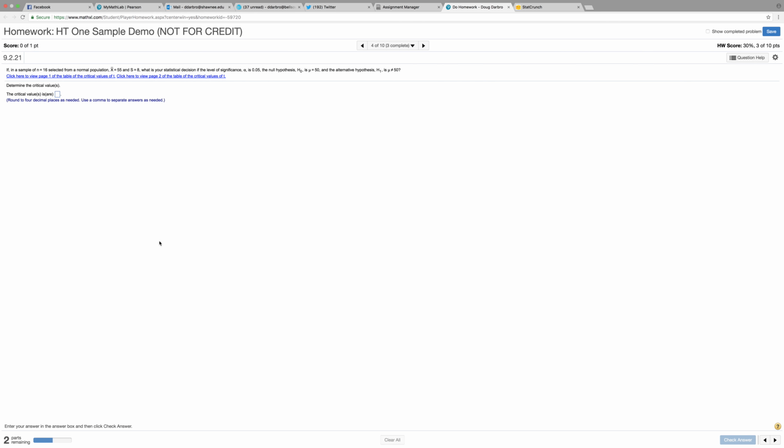All right, number 4. If in a sample of n equals 16 from a normal population, X bar is 55. Guys, I'm writing all this stuff down. And the sample standard deviation is equal to 8, so that tells me we're using the t-distribution. What's your statistical decision if the significance level is 0.05 and the null hypothesis, so the critical values? 4 places, separated by comma.